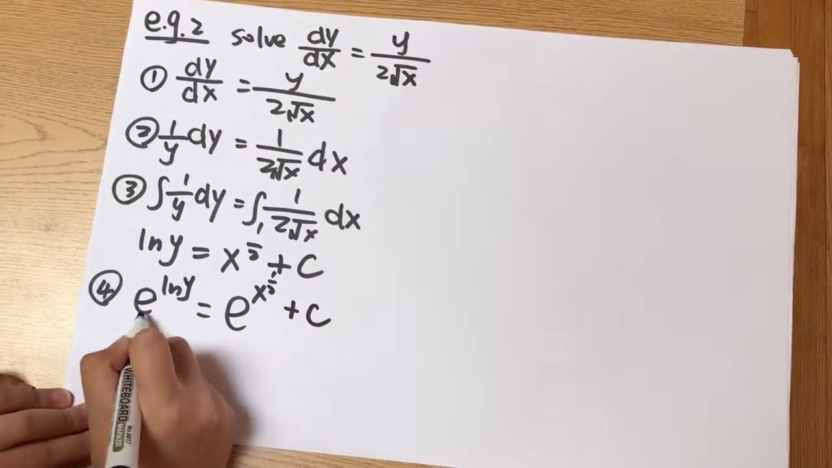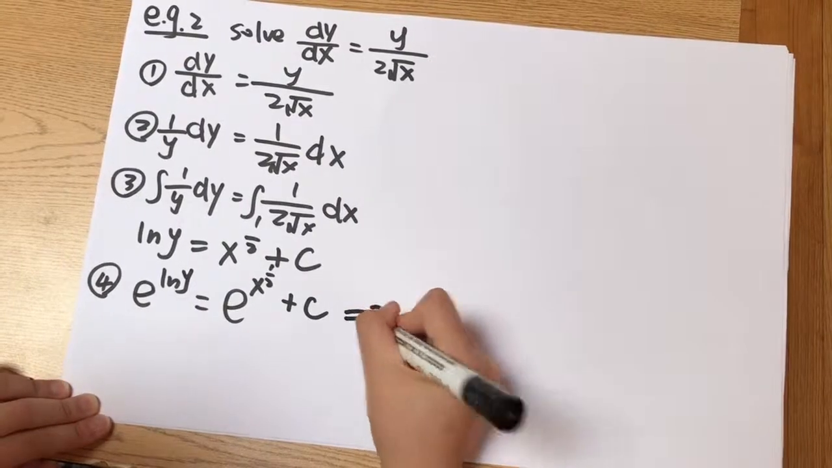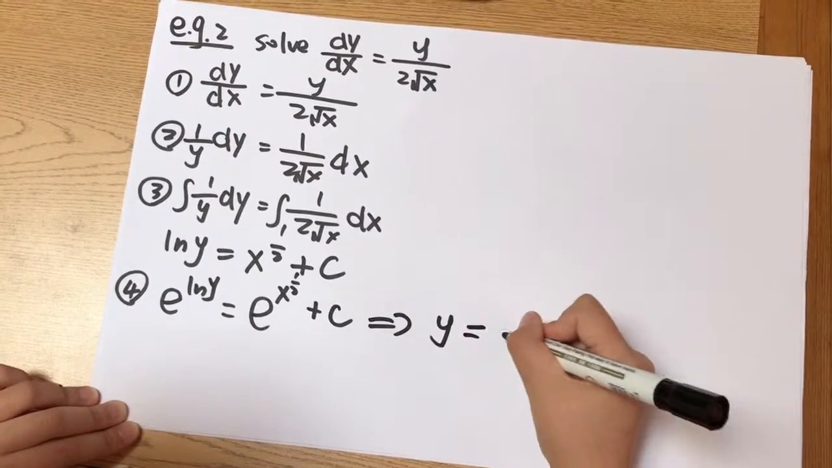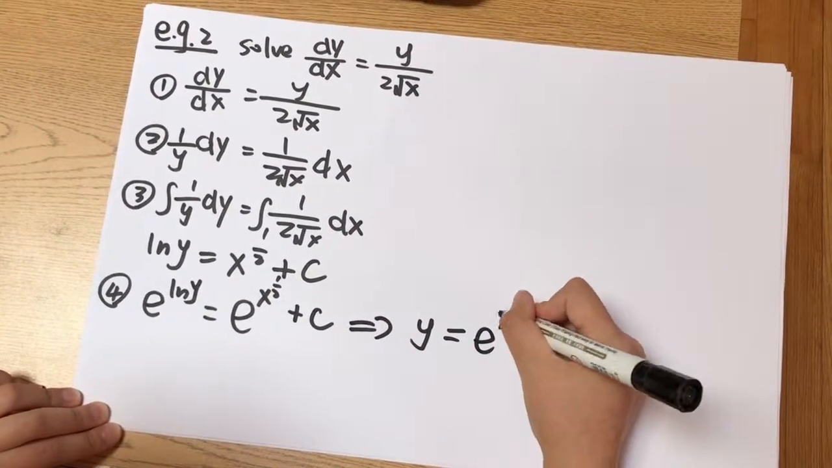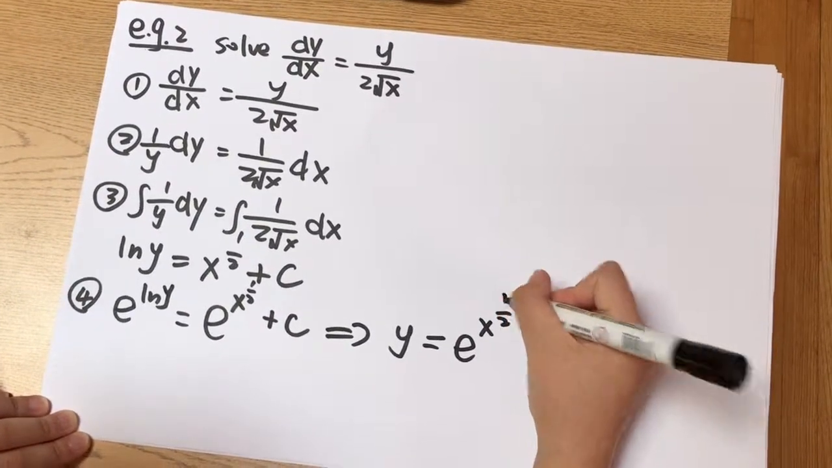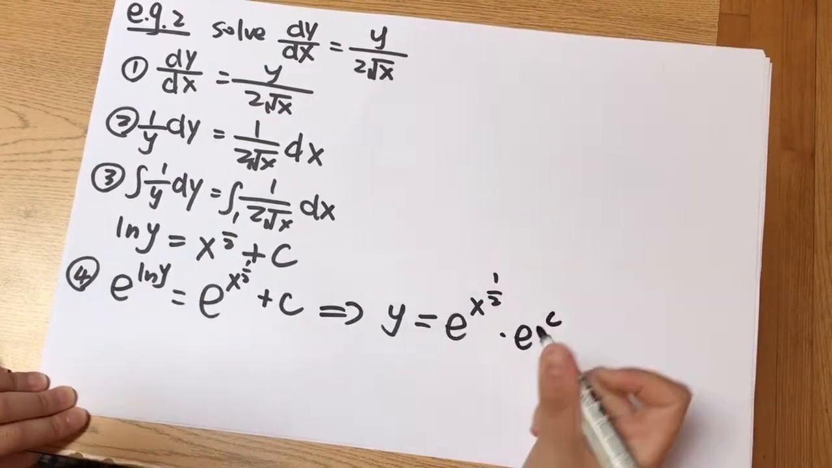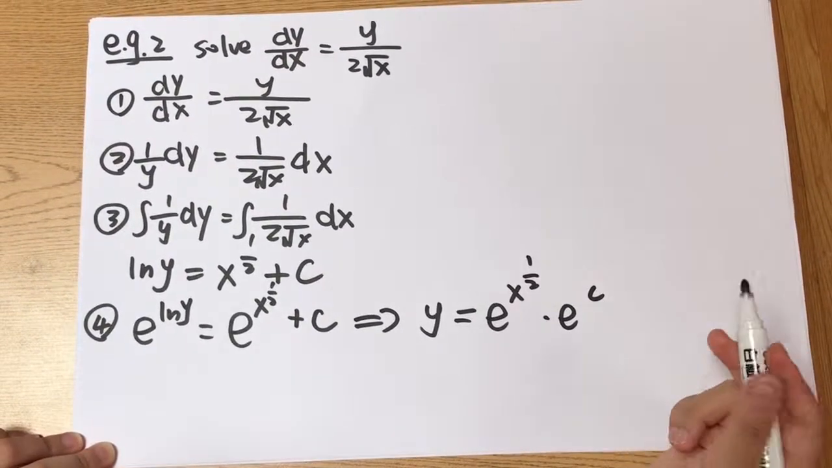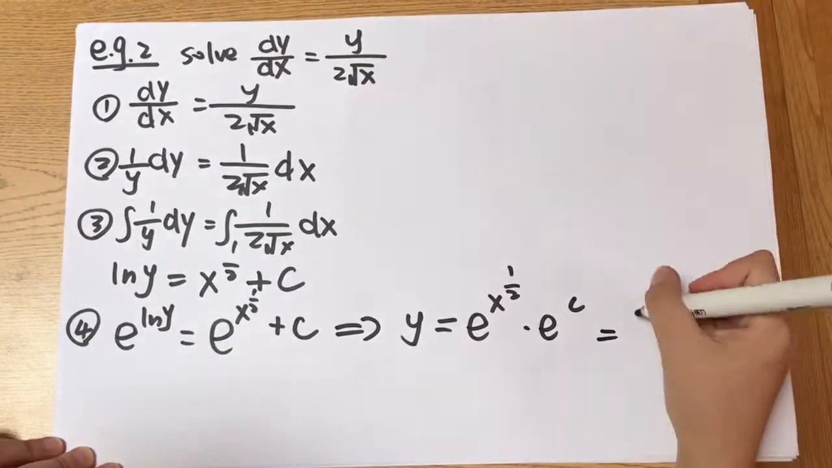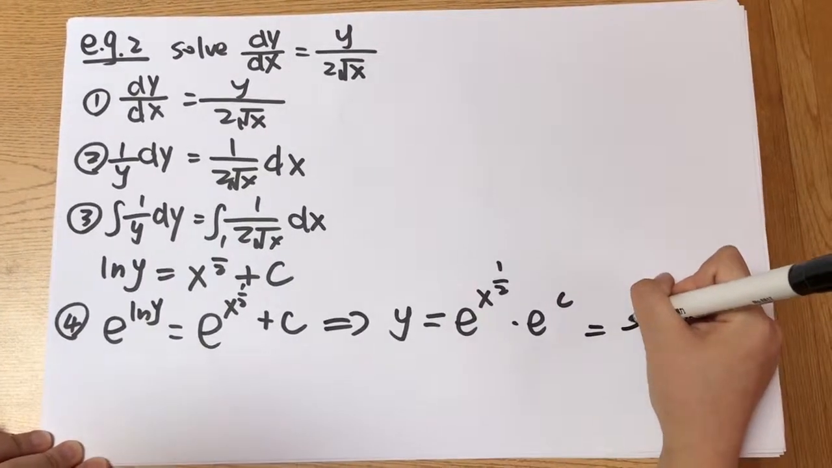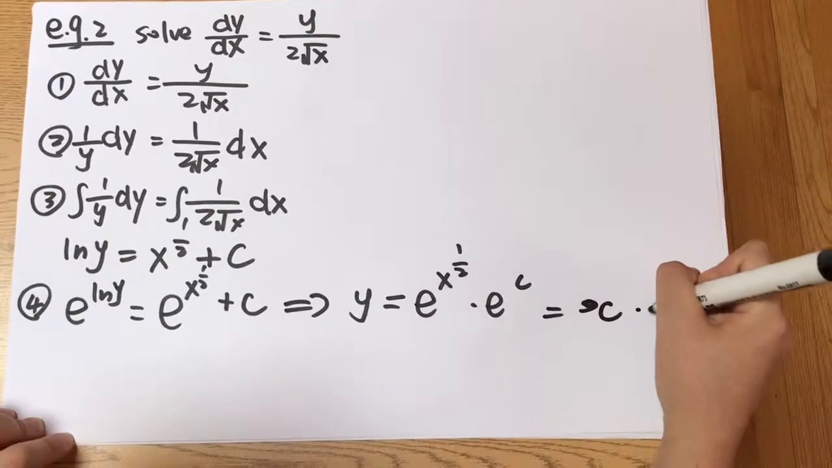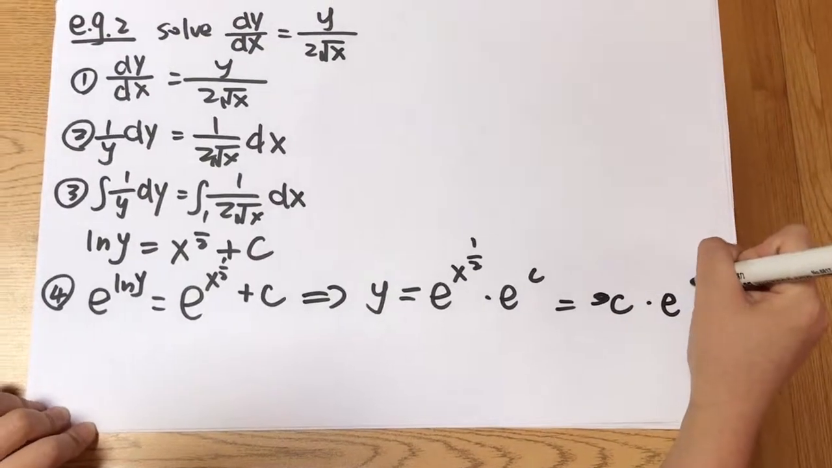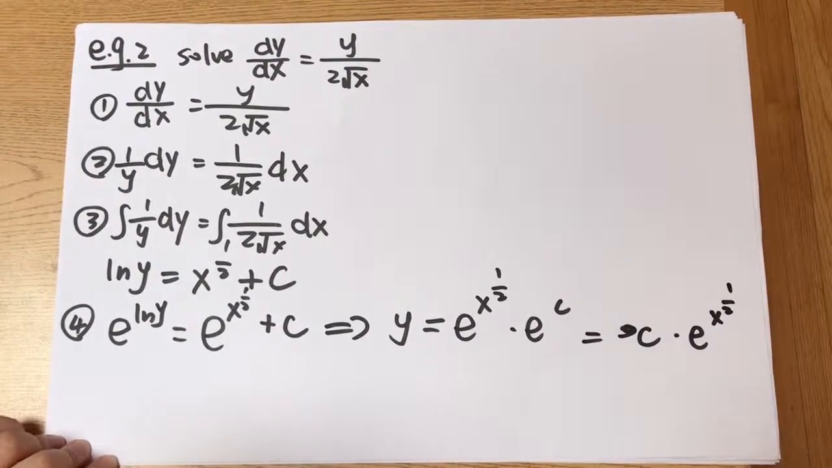And then from this one, we can transform it into y equals e to the x to the 1/2 power times e to the c power. As we know, c is a constant, so e to the c power is still a constant. So it's like c times e to the x to the 1/2 power.